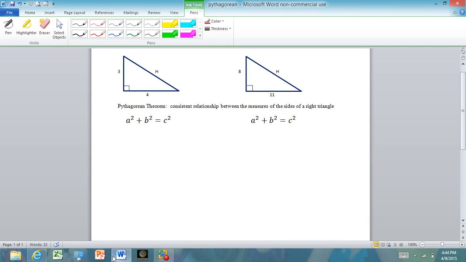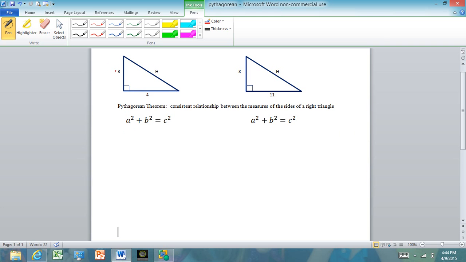Okay, so right now I'm going to give you a little explanation on how to work with the Pythagorean theorem. The Pythagorean theorem, as typed out here, is a consistent relationship between the measures of the sides of a right triangle. So in order to use the Pythagorean theorem, which you'll see is this equation right here, we need to start with a right triangle. There needs to be a 90-degree angle in here.